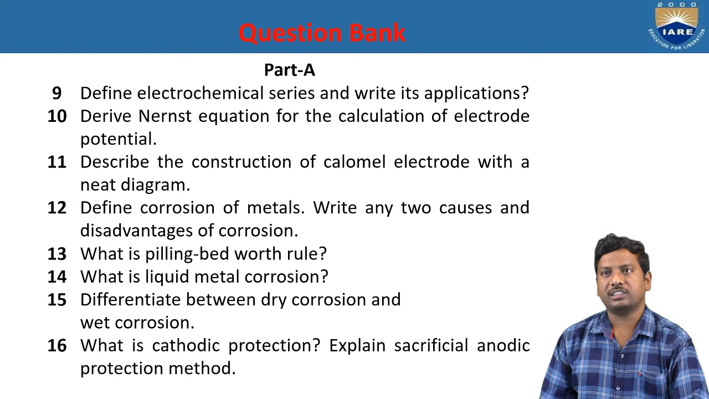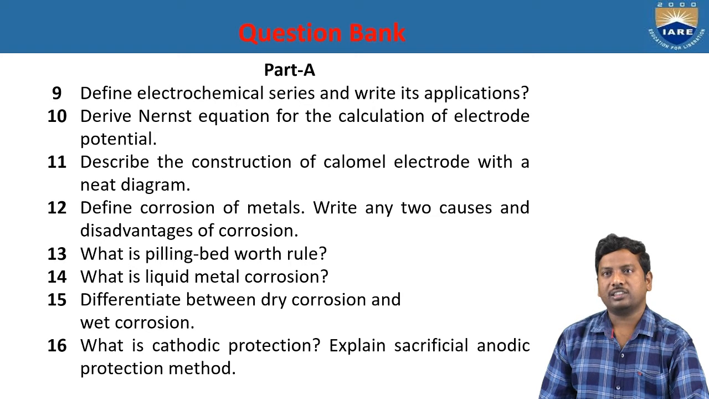Define electrochemical series and write its applications. The electrochemical series is an arrangement of the elements according to their standard reduction potentials. Its applications are mainly to determine the stoichiometry of the reaction and to balance chemical equations.